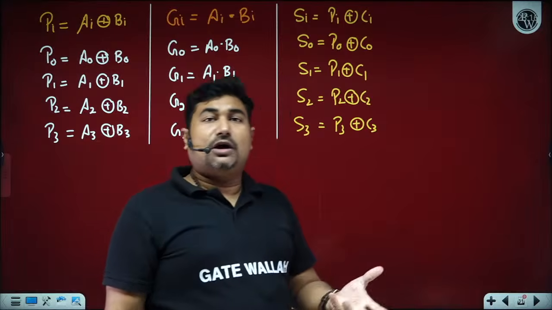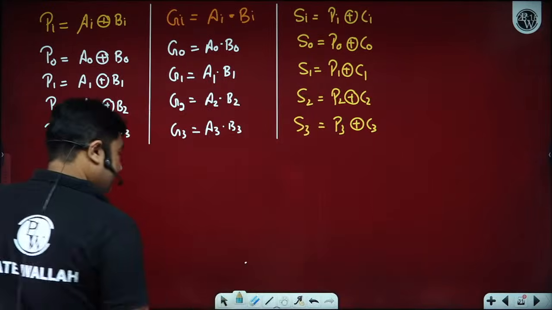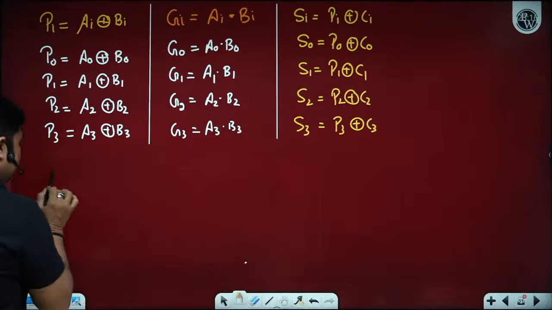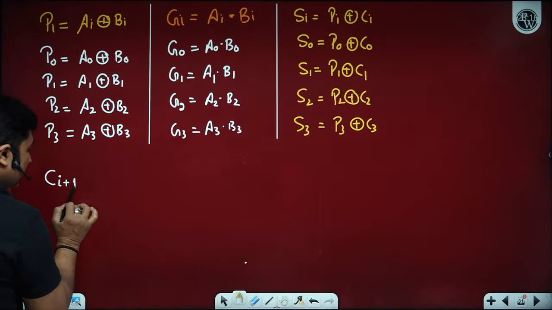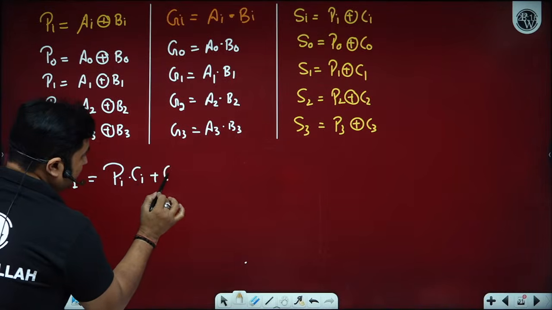How do we generate all the carries at the same time? For that, please observe the next carry Ci+1. What is Ci+1? Pi Ci plus Gi.